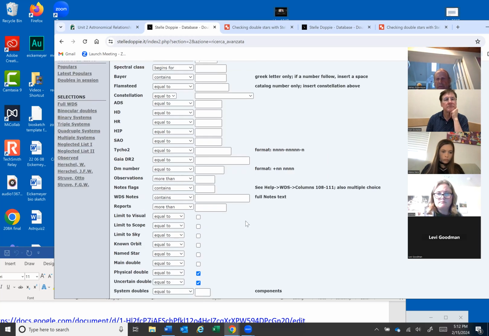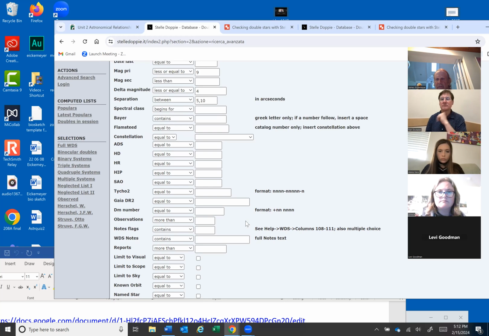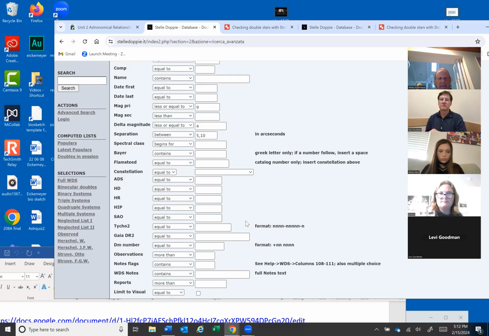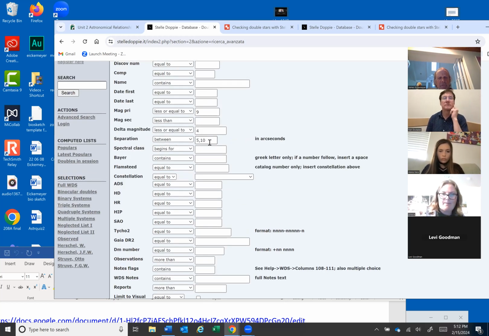Okay, so is everybody with me so far with this? Everybody able to do what I did? Separation between 5 and 10. Delta magnitude less than or equal to 4.